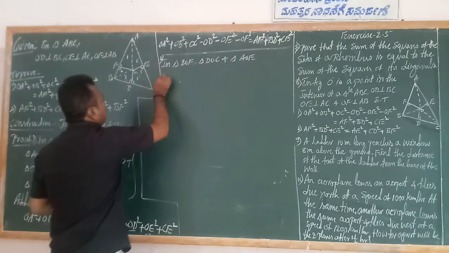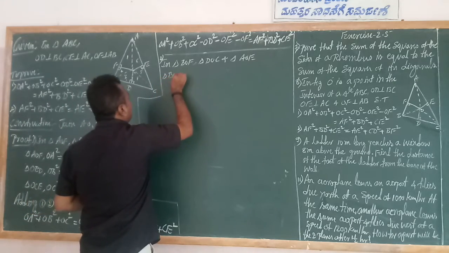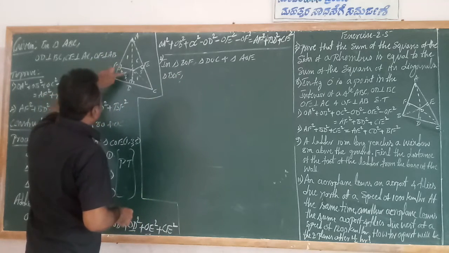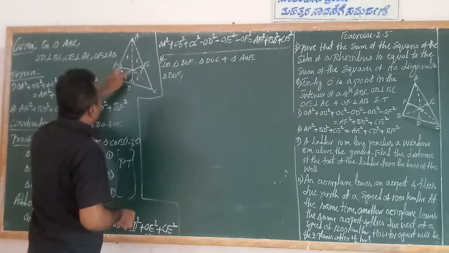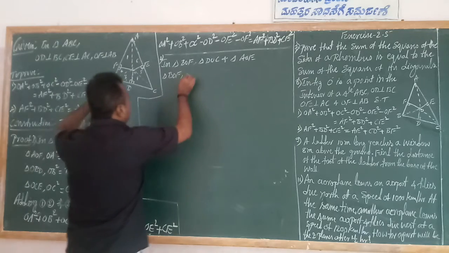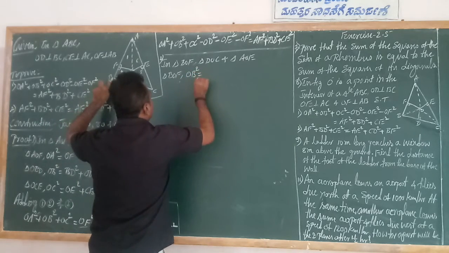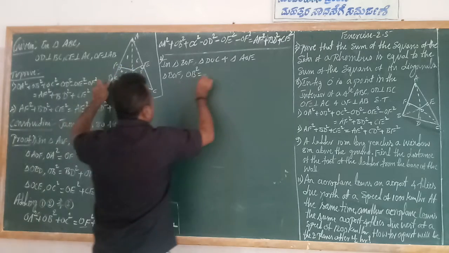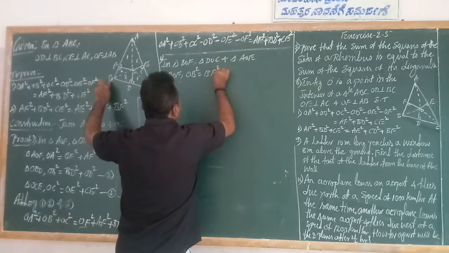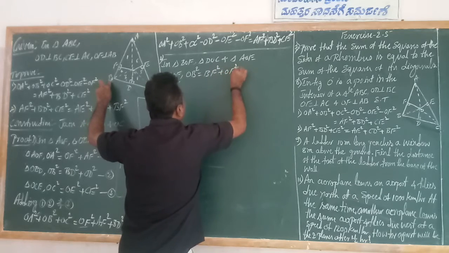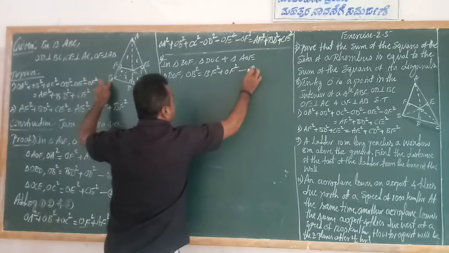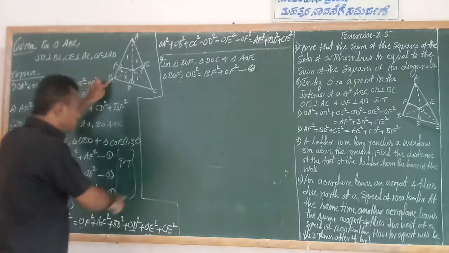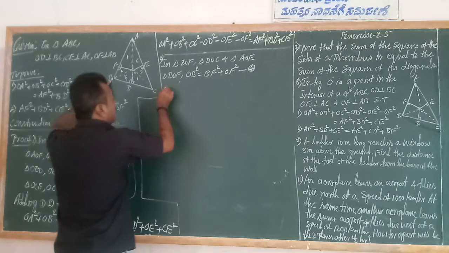So first triangle, BOF. In BOF, OB is the hypotenuse. So OB square is equal to BF square plus OF square. Sorry, this is equation number 4, not 3, since we are already over 3. I will continue with equation number 4.